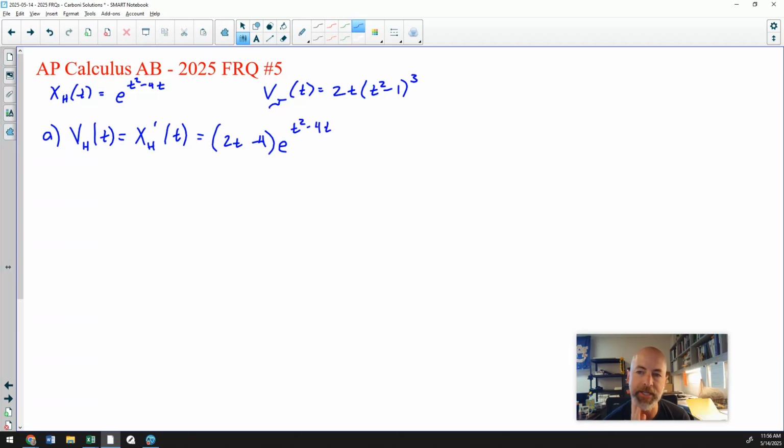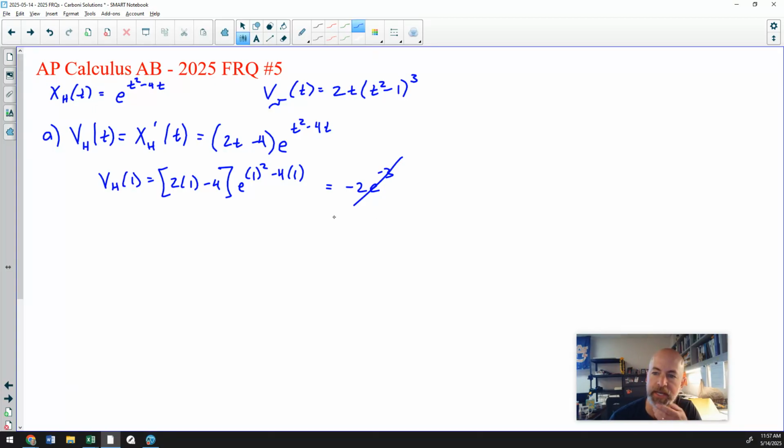So there is the derivative of x of h, and we want the velocity at time 1. And so the velocity of h at time 1, we will simply plug 1 into that expression. That'll be 2 times 1 minus 4 times e to the 1 squared minus 4 times 1. And that is an acceptable answer. If you want to show off, 2 minus 4 is negative 2, and 1 squared minus 4 is negative 3, but there's no value in simplifying that. So I'm going to leave it at this ugly answer over here, and I'll just put a line through that, so if I made a mistake, it won't be held against me.